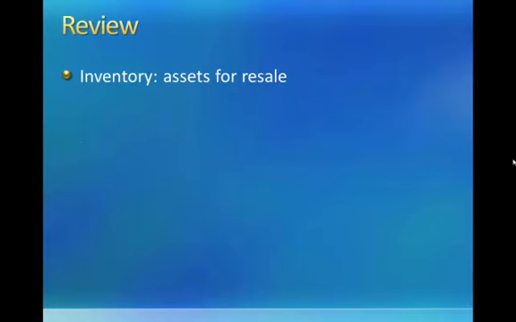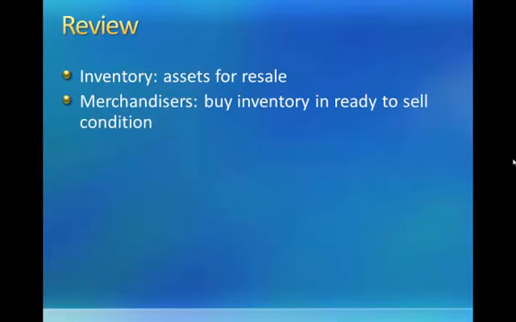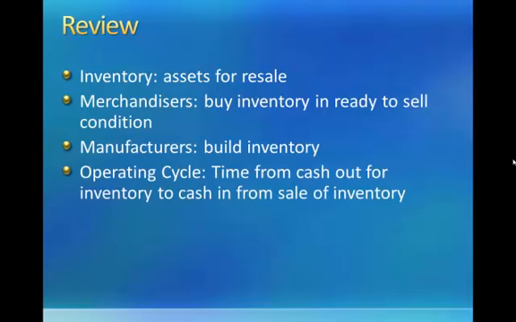So in review, we learned that inventory includes assets that are held for resale to our customers. Merchandisers are those that buy inventory in ready-to-sell condition, and manufacturers build their inventory. Again, we're not going to study the accounting for inventory for manufacturers in this course. The operating cycle is the time that it takes for cash to leave the business to purchase inventory to cash returning to the business from the sale of inventory.